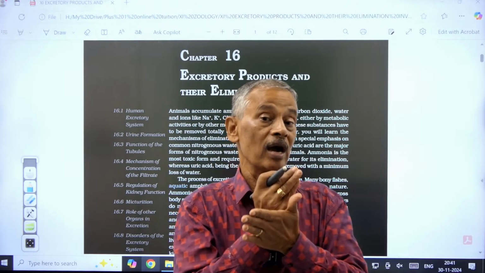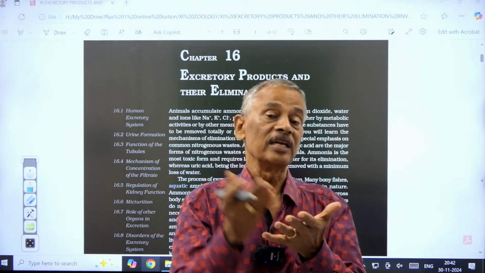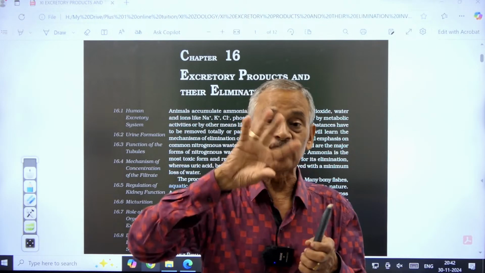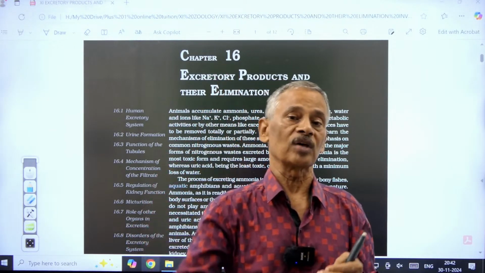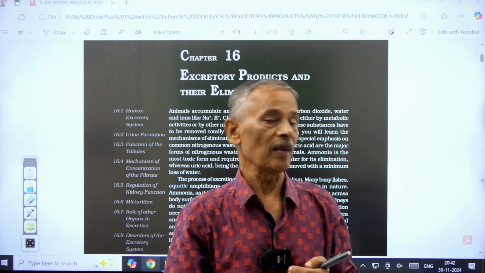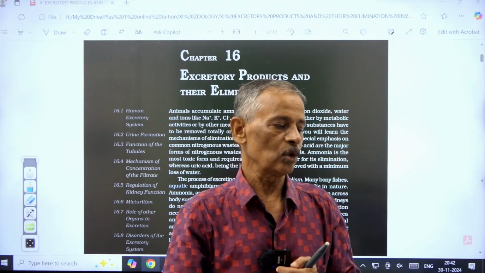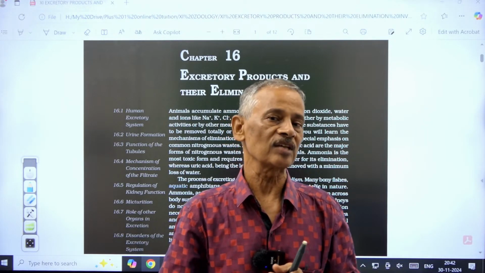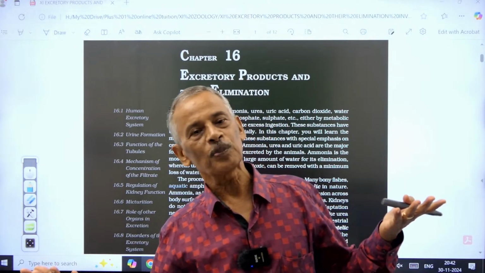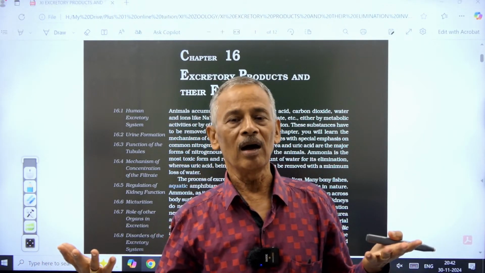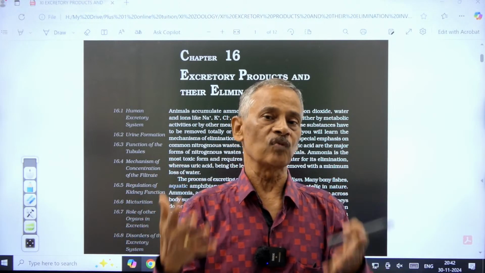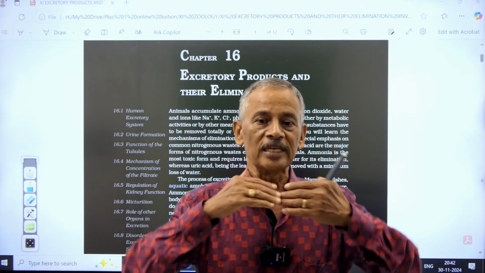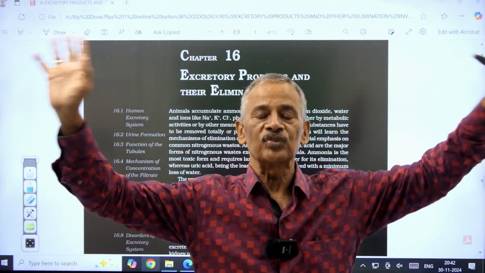Whereas this ammonia, if it is retained, being highly soluble, will form ammonium hydroxide and it will interfere with the normal metabolism. It will upset the pH of the body. So every system will be affected. So it is very dangerous. But there is no problem. Ammonia is highly soluble in water, and in the dissolved form, it will be easily diffusing out.